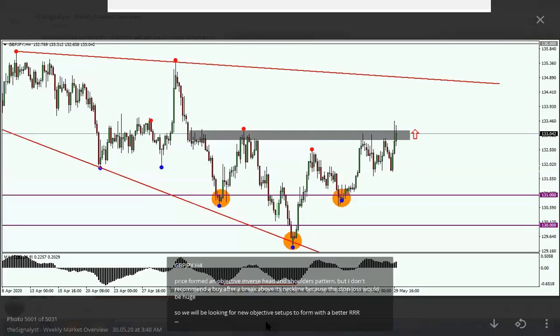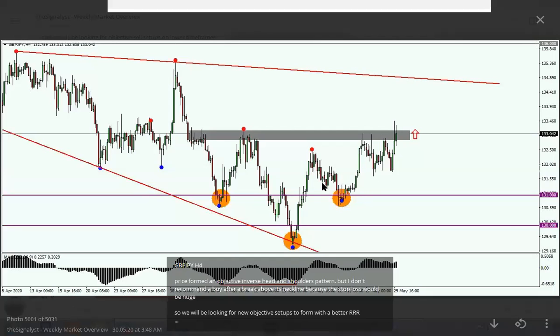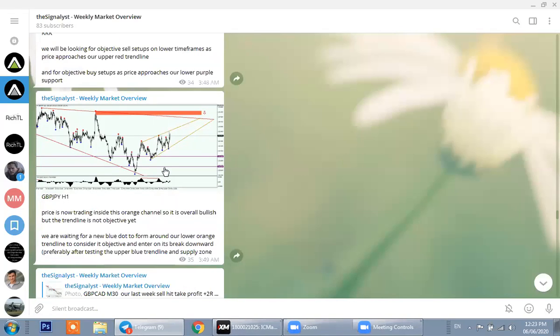But as mentioned last week, I personally don't recommend a buy after the break, as the stop loss would be huge. For some traders, they don't mind, but I personally like to look for better risk to reward setups. And from H1 perspective, we will be looking for sell opportunities as price approaches our upper supply zone.